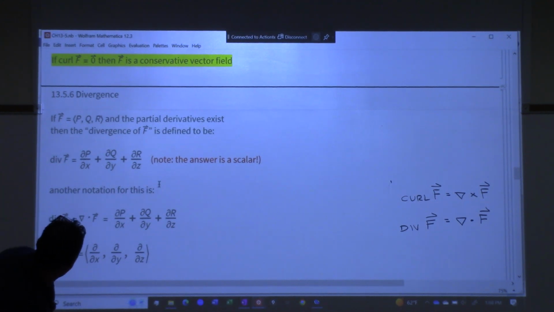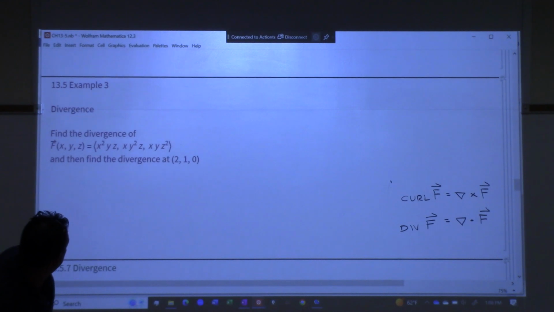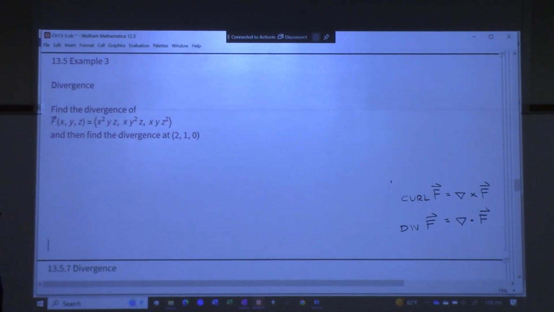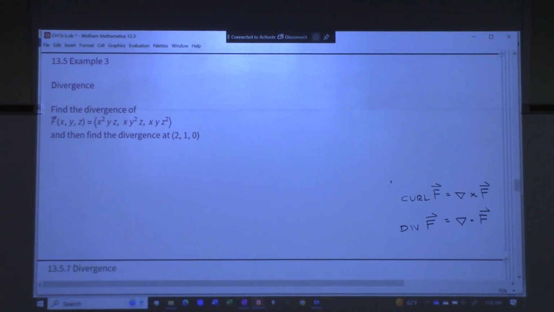So here we go. Here's a vector field, and we want to find the divergence at the point (2, 1, 0). And we'll talk about what the divergence means geometrically in a minute. Let's first just make sure we can do the computation of it. I think you'll find that the divergence is much easier to calculate than curl.